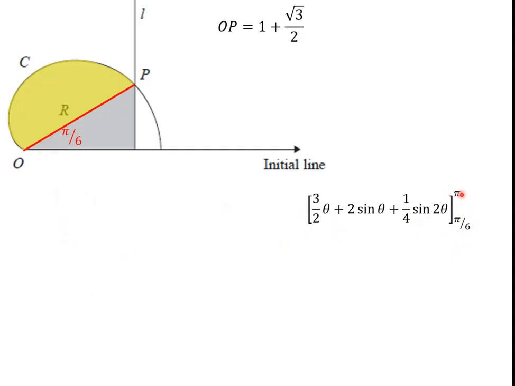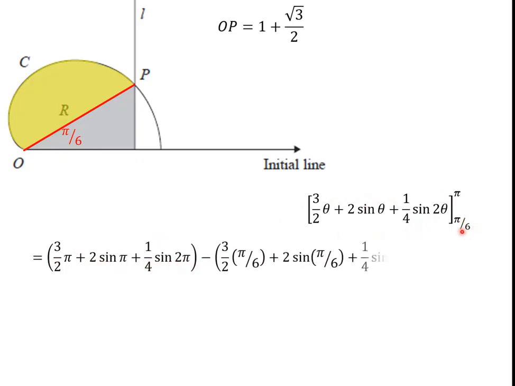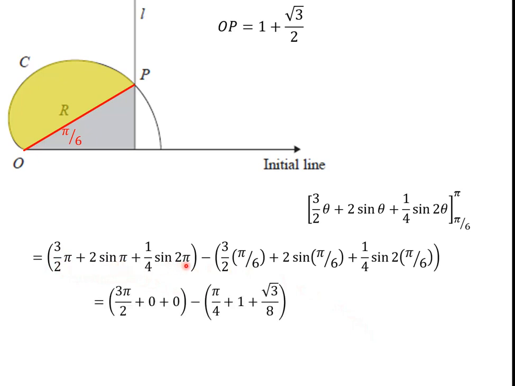I'm going to stick the limits in. Pi in first, minus, I'm going to put in pi over 6. A lot of simplifying to do here. I can't do anything with that, but sine of pi and sine of 2 pi are both 0. This turns out to be just pi over 4, because it's 3 pi over 12. Sine of pi over 6 is a half, so that just gives me 1. And I've got a quarter sine of 2 lots of pi over 6, and sine pi over 3 is root 3 over 2, so that's going to be root 3 over 8.